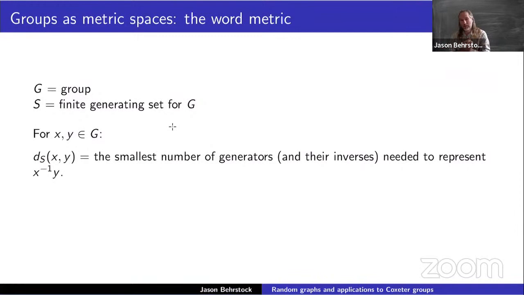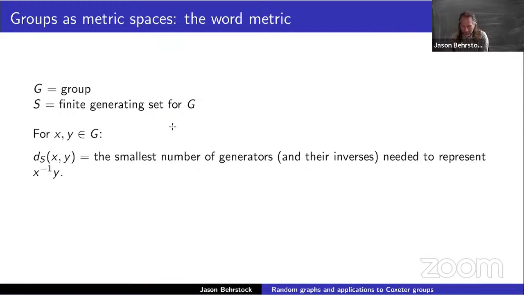that group. And given that particular set of generators, you define the distance between two elements to be the shortest length of a word representing the product of those two. Well, one of those elements times the inverse of the other. So in other words, if you've drawn the Cayley graph, so if you've put down a vertex for every element of the group and an edge every time two elements are connected by a generator, then this word metric is just the length of the shortest path in that graph. Okay, so that's the word metric.